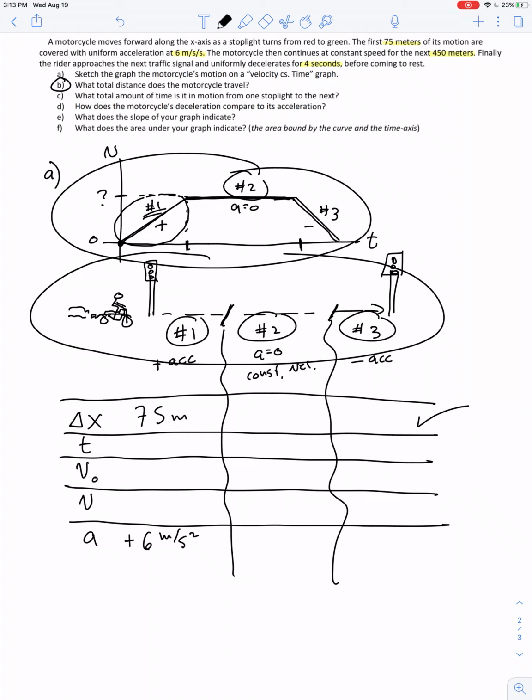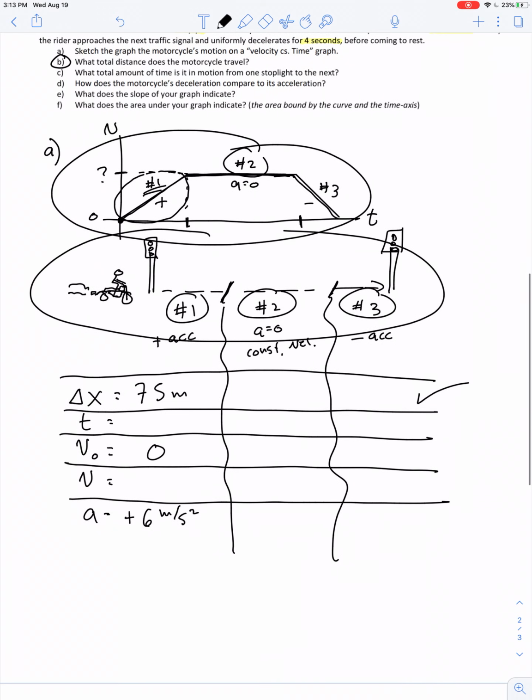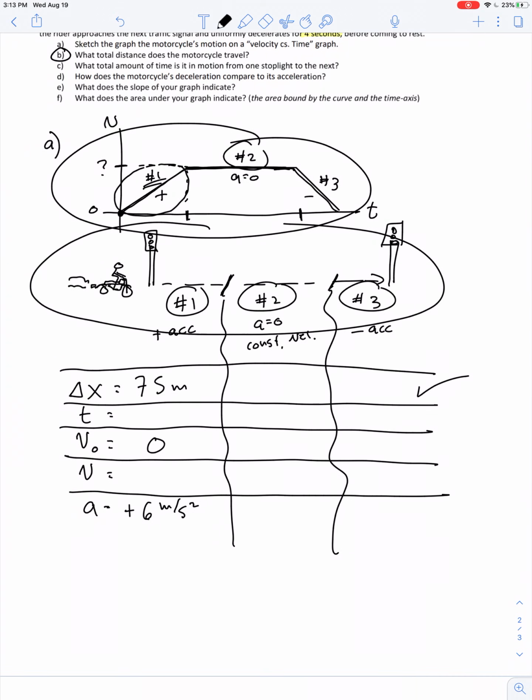We know the initial velocity is equal to 0, and if we want to know how much time is spent at that interval, we can choose one equation. If we want to know what the final velocity is, we can choose a different one. Let's try this first. Let's figure out what the final velocity is. So there's an equation that doesn't involve time. So let's ignore time for right now.